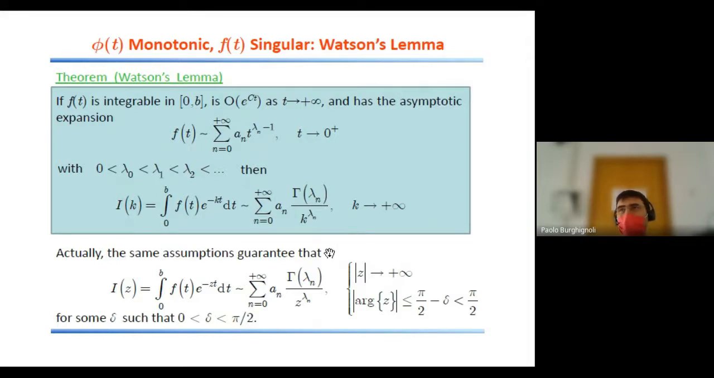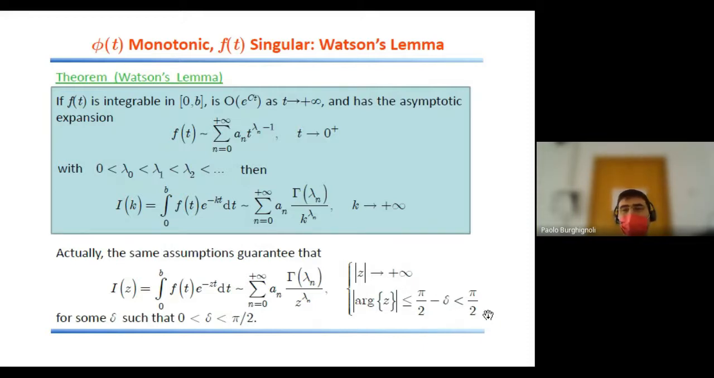Usually holds in some restricted range of values for the argument. In this case, it can be shown that the formula provided by Watson's lemma holds if the argument of z is less than or equal to pi over 2 minus delta, that is, of some number which is strictly less than pi over 2.